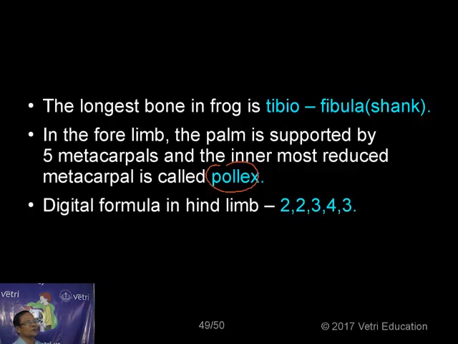Now what is the digital formula? Actually we are talking about the digital formula in the hind limb: 2, 2, 3, 4, 3. So this is the first digit 2, second digit 2, then 3, 4, 3. This is the arrangement of phalanges, that is called digital formula. 2 pieces of bone, 2 pieces of bone, 3 pieces of bone, 4 and 3. So remember the digital formula. In the hind limbs it is like this, but in the forelimbs we have only 4 digits: 2, 2, 3, 4, 3.